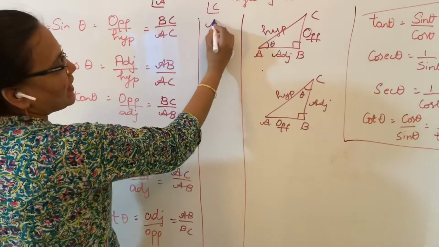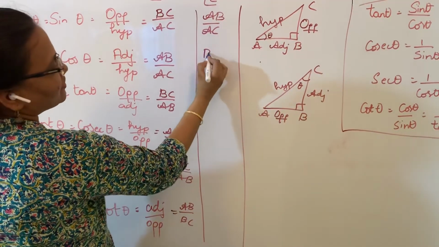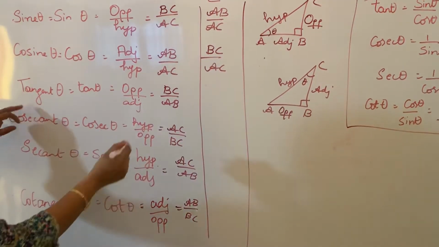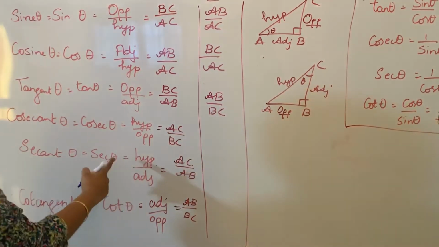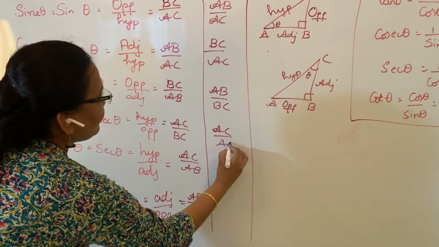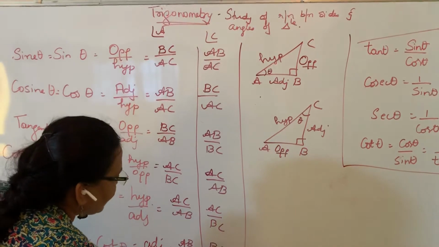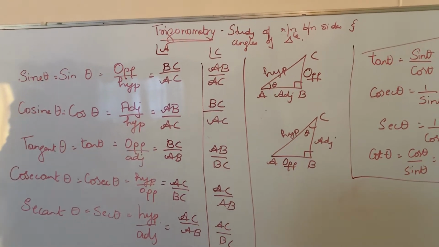Same way we will write with respect to angle C. Sin is opposite by hypotenuse, AB by AC. Cos is BC by AC. Now these two pieces of information are sufficient to write the other things. Tan will be dividing these, AB by BC. Cosecant theta is reciprocal of sin, AC by AB. Secant is AC by BC and cot is BC by AB. Now understand this properly.